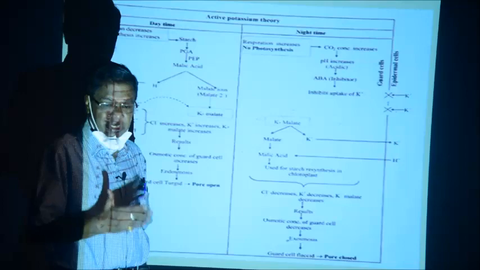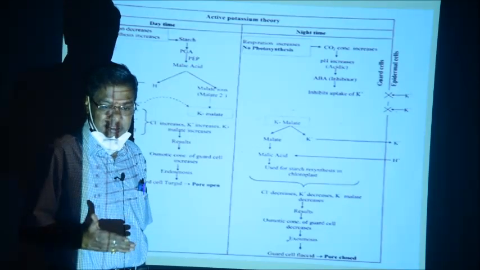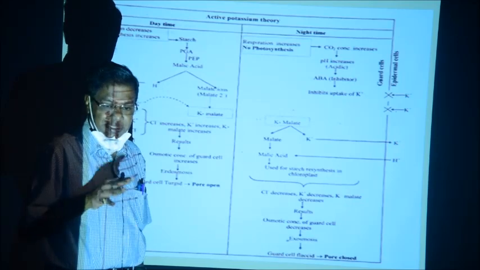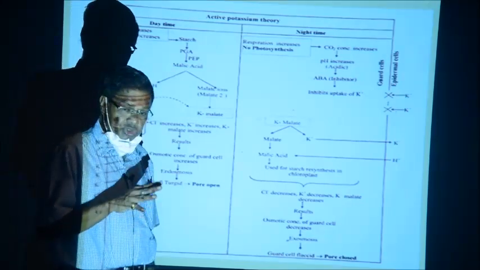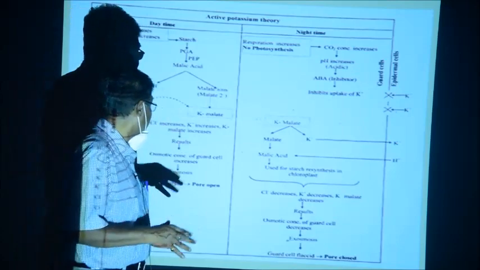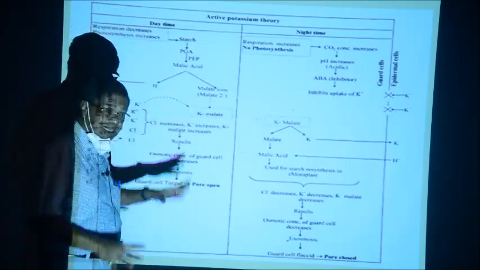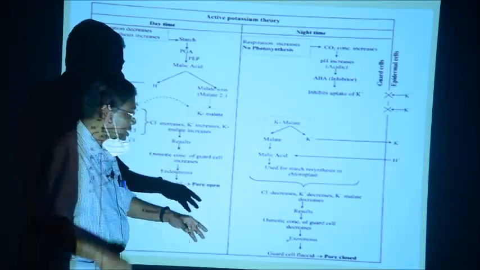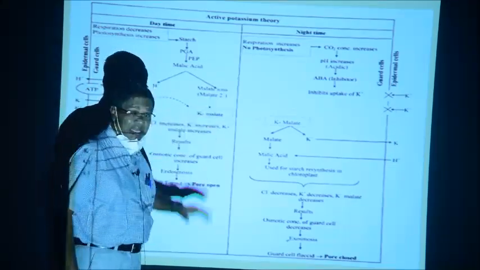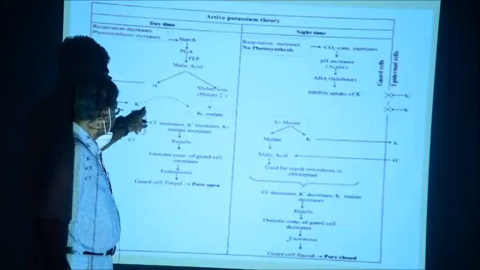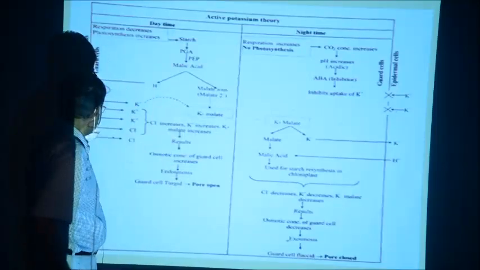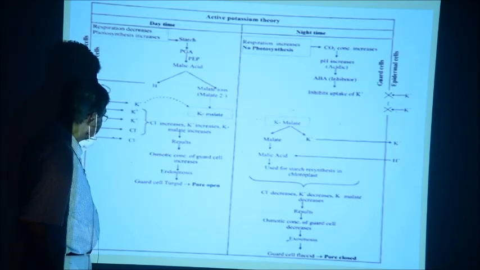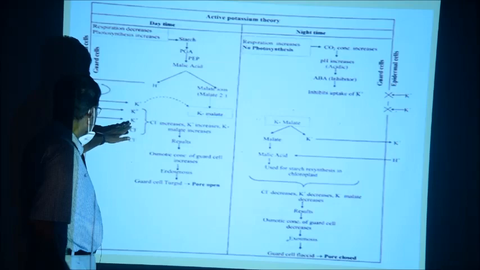Pyruvic acid is converted to malic acid. Our concern is malic acid because it has been found that mainly the sugars are converted to malic acid. Once malic acid is formed, it dissociates to form hydrogen and malate ions. The hydrogen ion gets exchanged with potassium, which is in the subsidiary cells. So, potassium ions enter in and hydrogen ions go out.